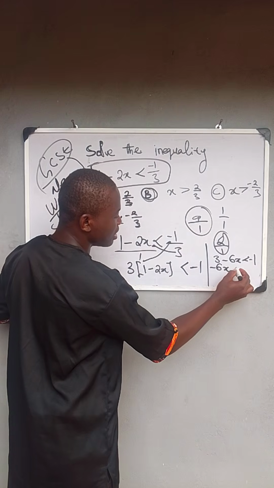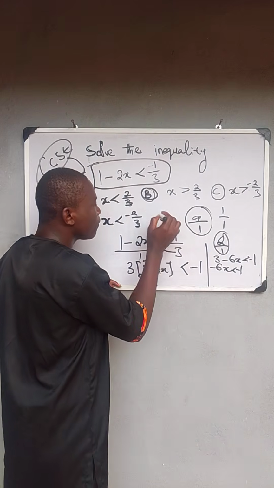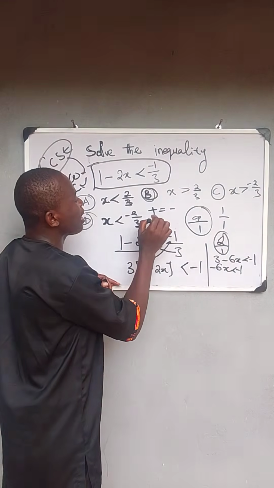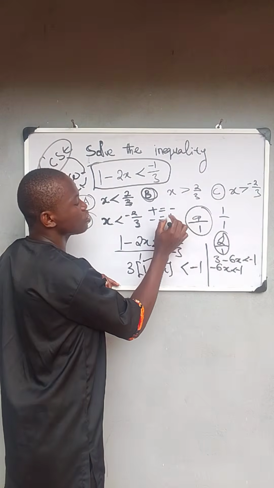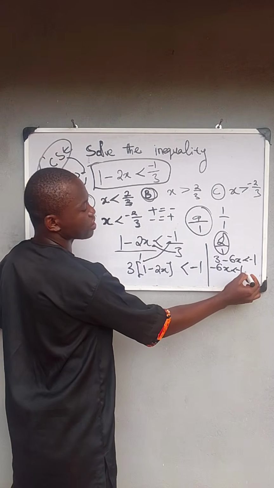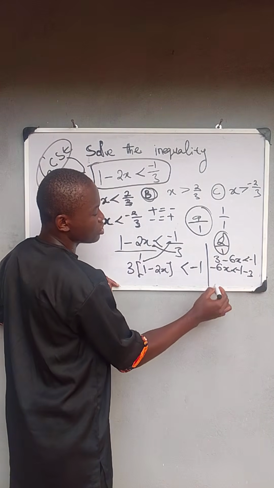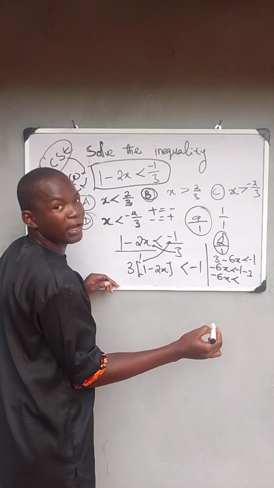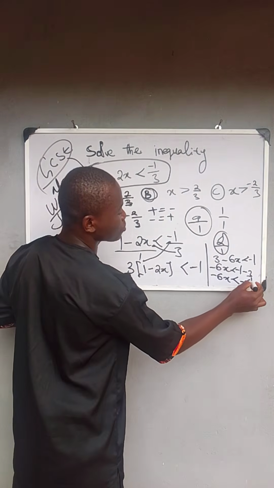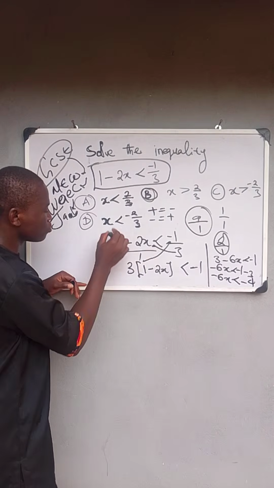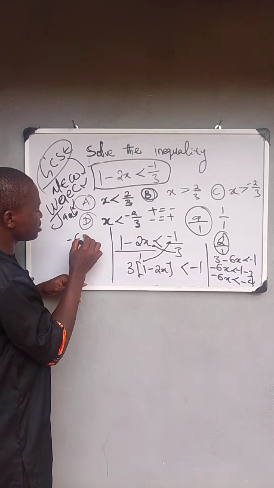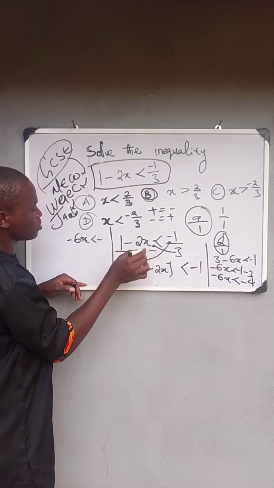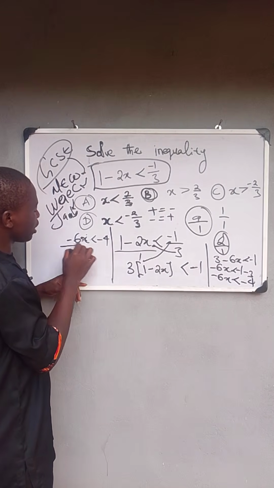Minus 6x is less than minus 1 plus positive sign crossing the equality sign. It will give you what? Negative. Why negative sign crossing equality sign? It will give you positive. So plus 3 crossing the equality sign will now be minus 3. This will now be minus 6x less than minus 3 minus 1. That will give you minus 4. So what are you going to do now? This will now be minus 6x less than minus 4. What are you going to do?